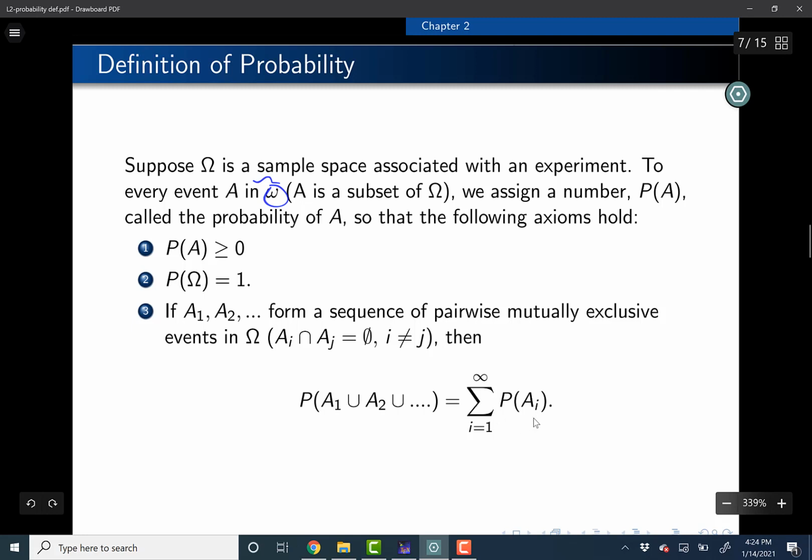So if we have an experiment, we have omega, and if we have this function P that satisfies these 3 conditions, then we say that P is the probability, right?